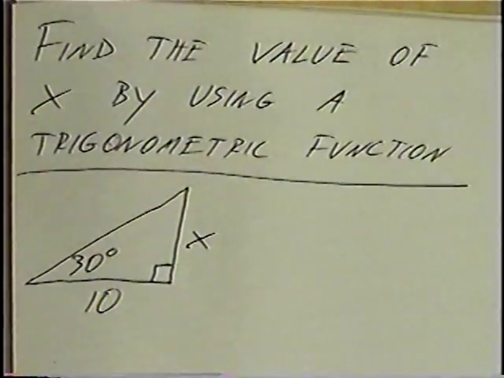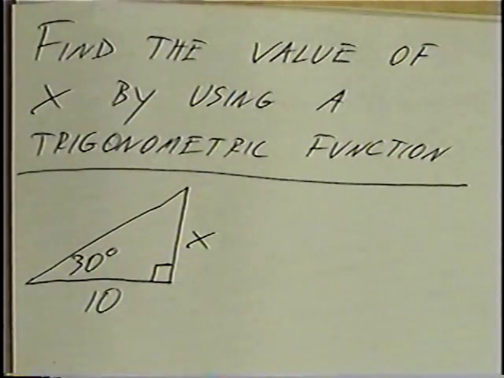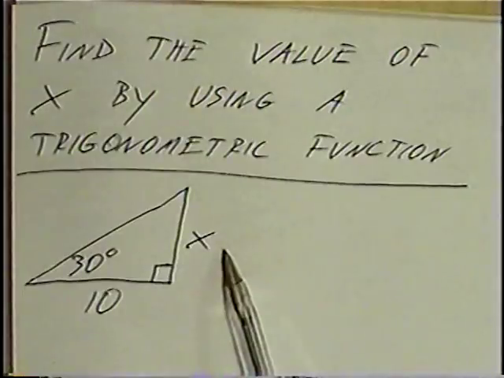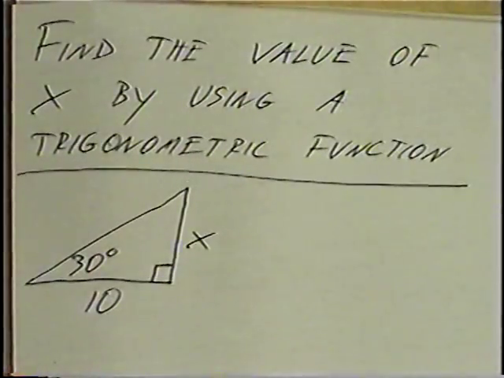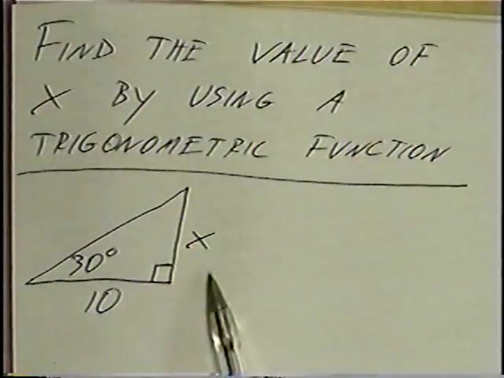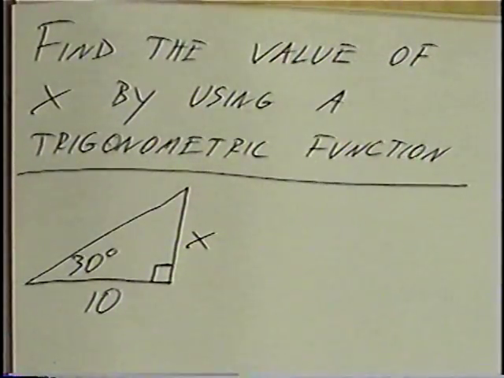Find the value of x by using a trigonometric function. Given the following right triangle, one side is labeled as 10, the other side is x, and an angle is also labeled as 30 degrees. Using one of the trigonometric functions, we can find the value of x.